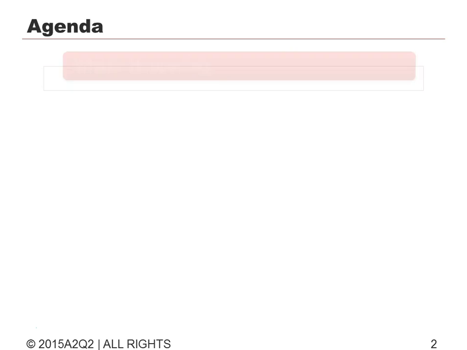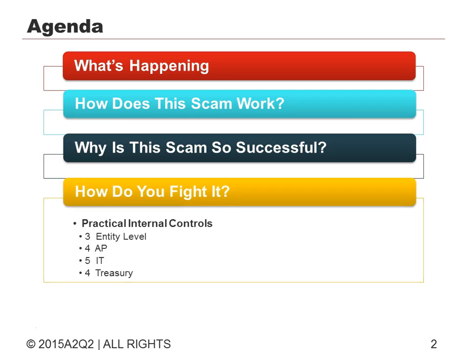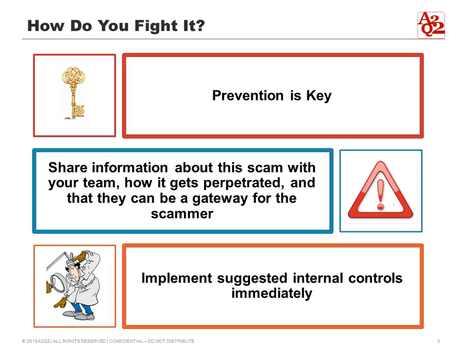So, as a recap, in segment 1, we talked about what's happening and who it's happening to. Part 2, we talked about how the scam works. Part 3 was on why the scam was so successful. And now in part 4, how do we fight it? How do you fight it? And with practical controls in 4 areas for you to consider.